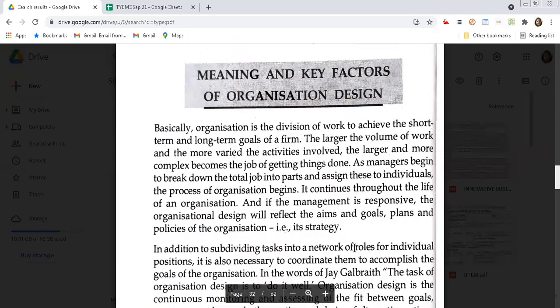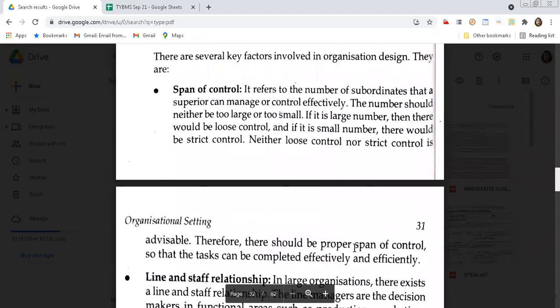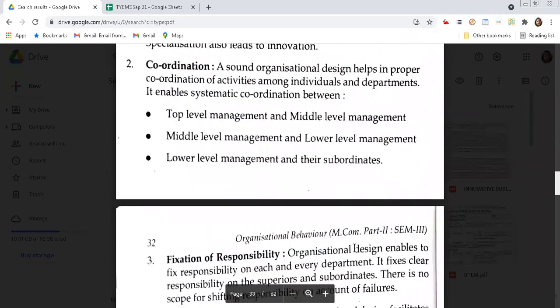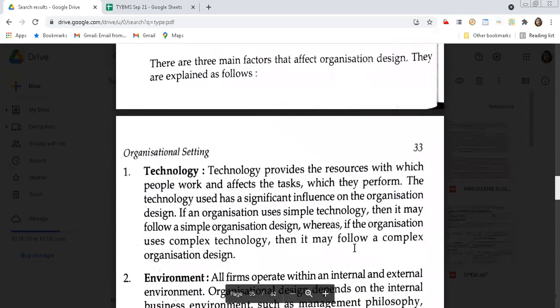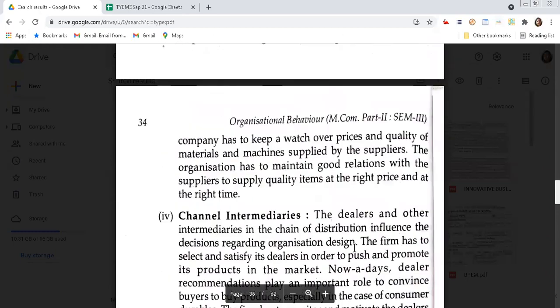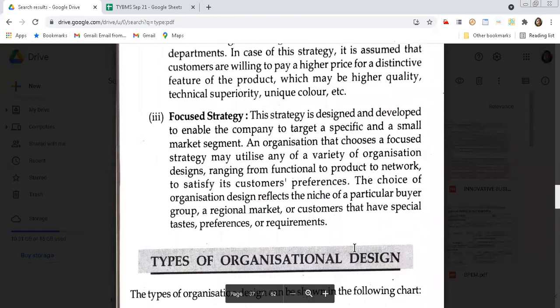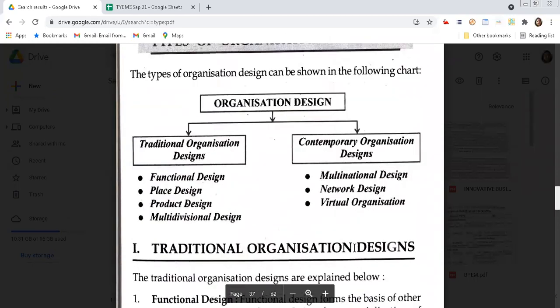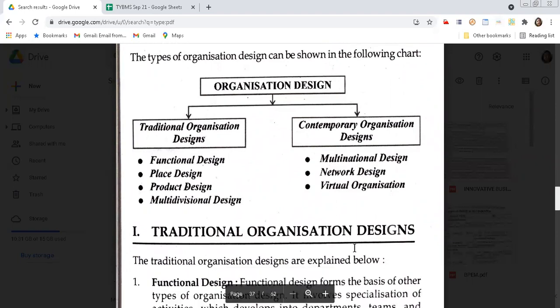Then organizational design, factors involved in organizational design, what is meant by span of control, division of work and all. Then different factors affecting organizational design, types of organizational design, which includes traditional and contemporary designs. You have to remember what are the contents under traditional organizational design and what are the types under contemporary organizational designs.